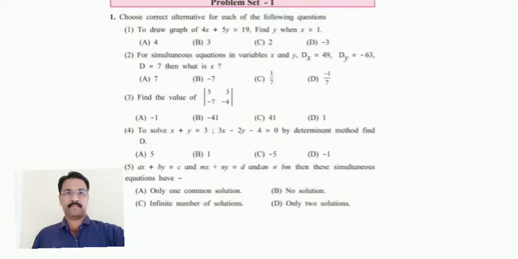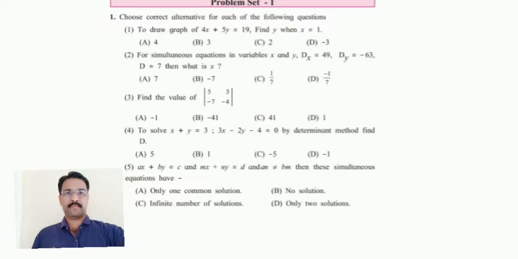Hello friends. Here we are going to take the problem set of linear equations in two variables. In the first question, as in every problem set, the instruction is always: choose the correct alternative for each of the following questions. This appears in every problem set, from previous years and this year also. This is a very important question.